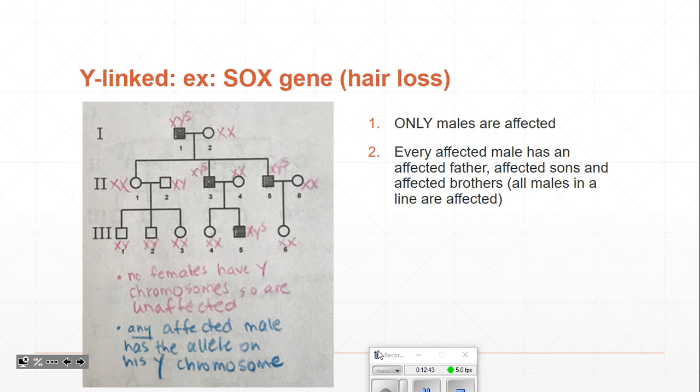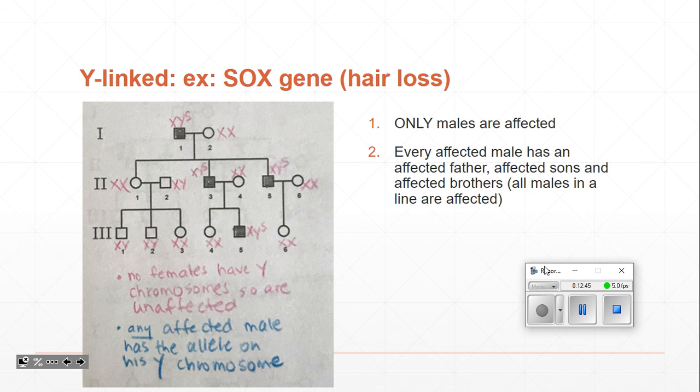Okay, then our last one is Y-linked. Same family. Y-linked traits, you'll remember, only affect males. There's a gene called the SOX gene that could result in hair loss that's Y-linked. The piece of evidence that you need to look for is that only males are affected. And only is important. When it was X-linked recessive, there were mostly males or almost always males. And so sometimes people mix up X-linked recessive and Y-linked. So you got to look at the second clue.